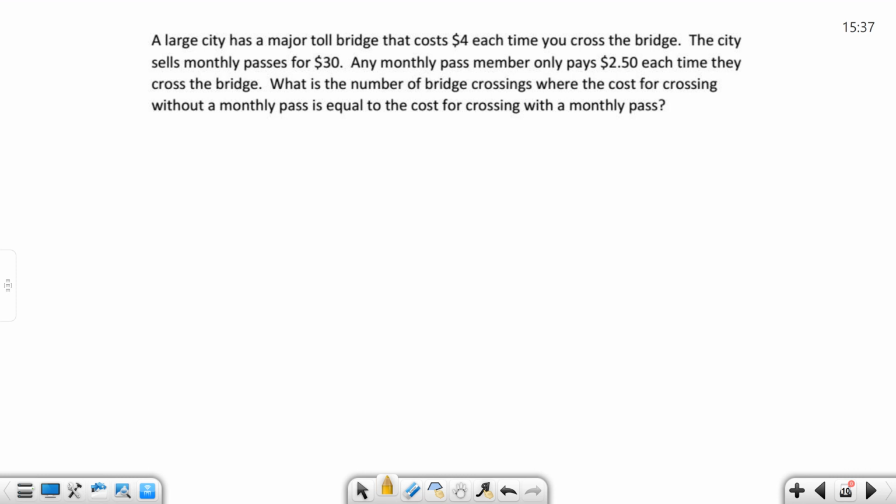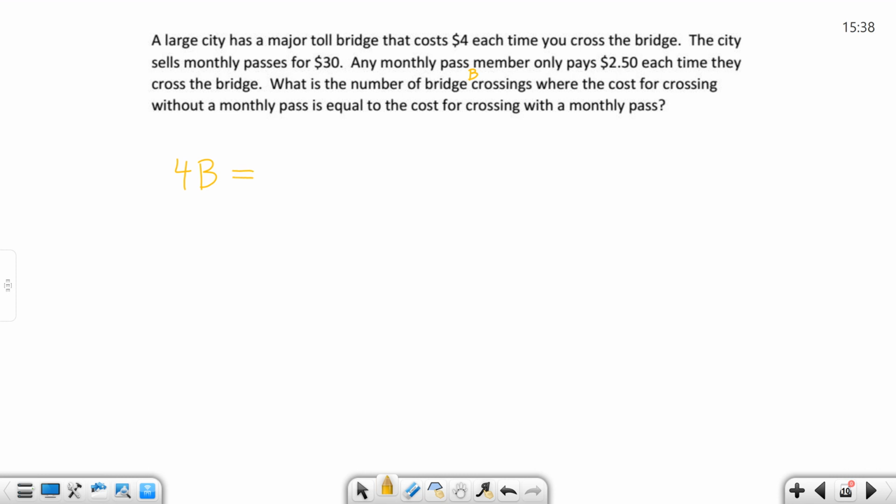So if I don't pay the $30 fee, the number of bridge crossings, can we call that B? Call it B. We can call it BC for that matter, but call it B. So then $4 times that. If I cross it 50 times in a month and I'm not a member, I pay $4 times 50. I pay $200 to cross the bridge, period. There is no other fee associated with it. That's what I pay to cross it. That's going to equal, where do these two things equal?